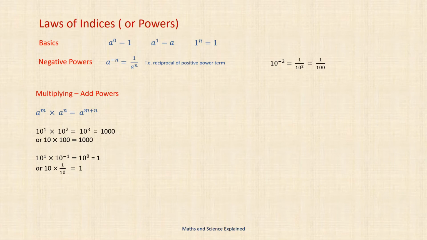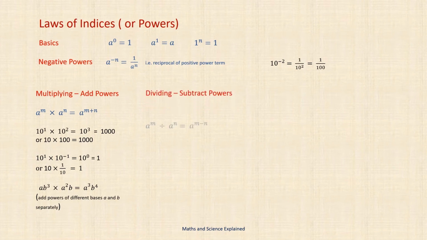Let's take another example with different bases. a times b cubed times a squared times b. Here we have to apply the rules separately to each base. So in this case we add the powers separately, which leads to the answer of a cubed times b to the 4.